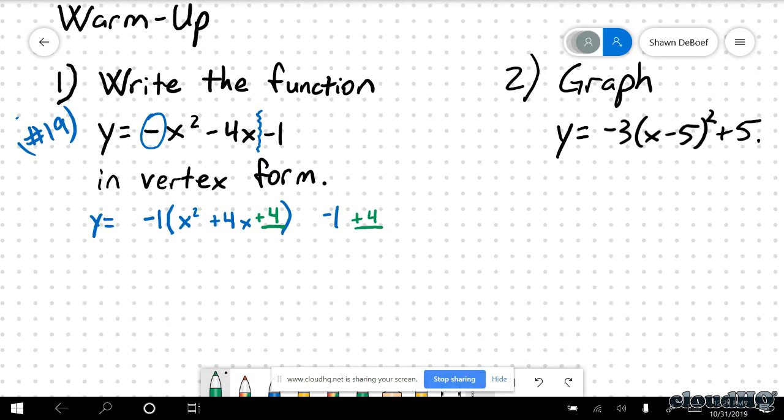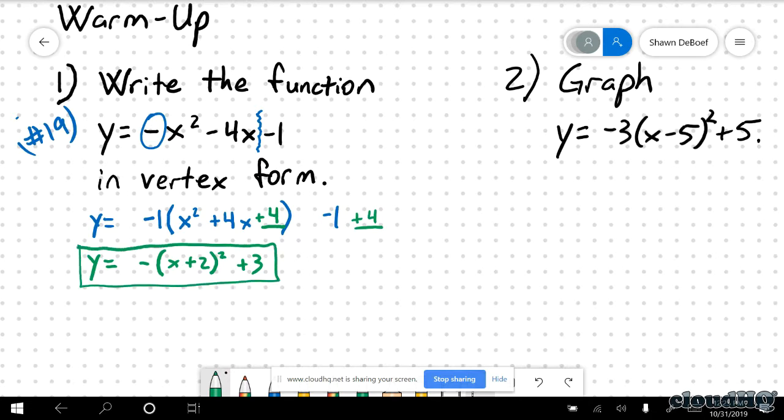Now I'm ready. Whoa, I didn't mean to lose that from the screen. There we go. Now I want to factor the parentheses down. It should become a perfect square. I don't really have to put the 1 there in front of the parentheses. I can just leave it as a negative. It becomes x plus 2 squared, and then the -1 plus 4 becomes plus 3. And that's all I asked for in this problem. It's right in vertex form.